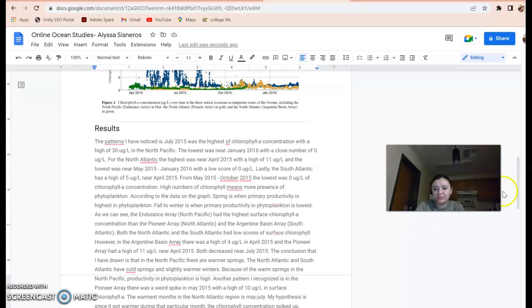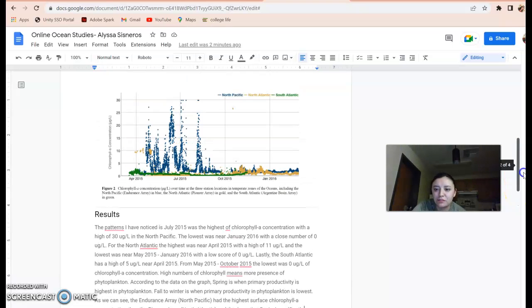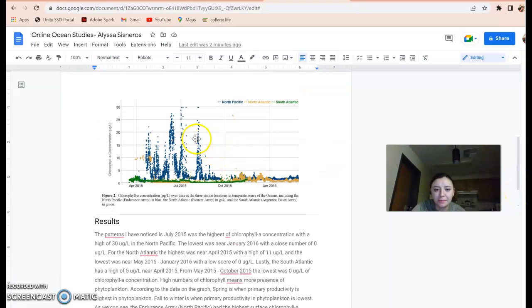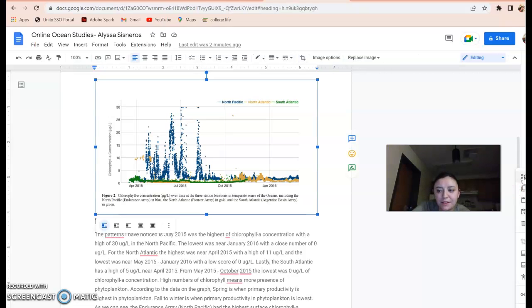So let's go back and look at this graph, and let's see if I was right. As we can see, the blue in the North Pacific, which is the Endurance Array, has very high levels of chlorophyll concentration. But once again, it starts to go down here in end of July towards October of 2015 and continues to be low towards January of 2016. Let's continue.